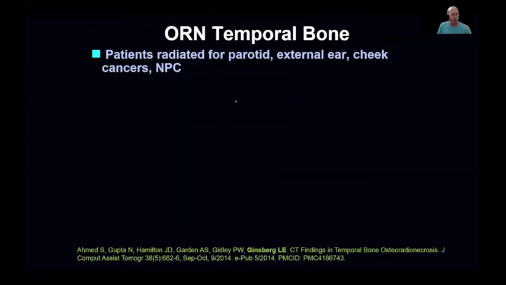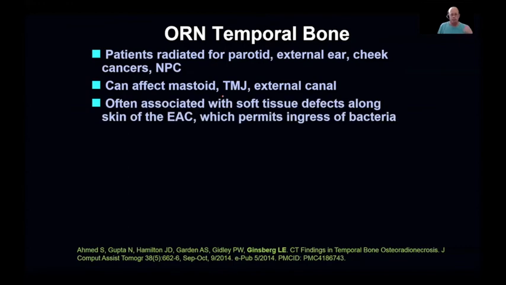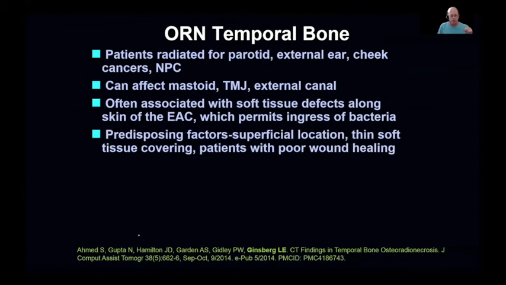How about osteoradionecrosis of the temporal bone? Patients who are radiated for parotid, external ear, skin cancers of the face, and nasopharyngeal cancer can develop temporal bone osteoradionecrosis in any portion. Often it's in the external canal, occasionally in the mastoid or the TMJ. On physical exam, these patients can have defects along the skin of the external canal, which allows bacteria to grow in. There are some predisposing factors, and we published a series of external canal osteoradionecrosis, but these are patients with poor wound healing, diabetics, for instance.